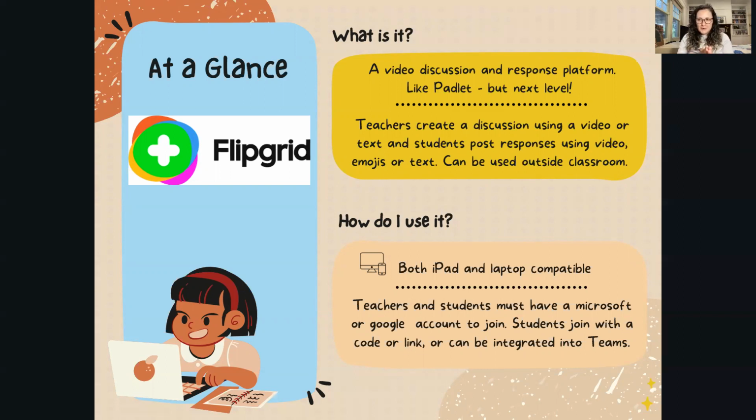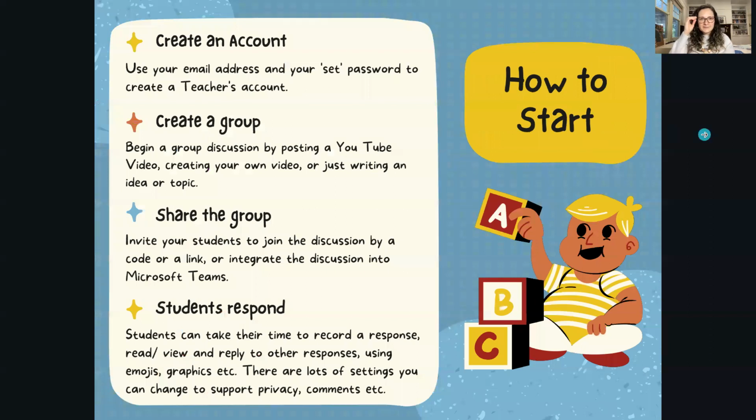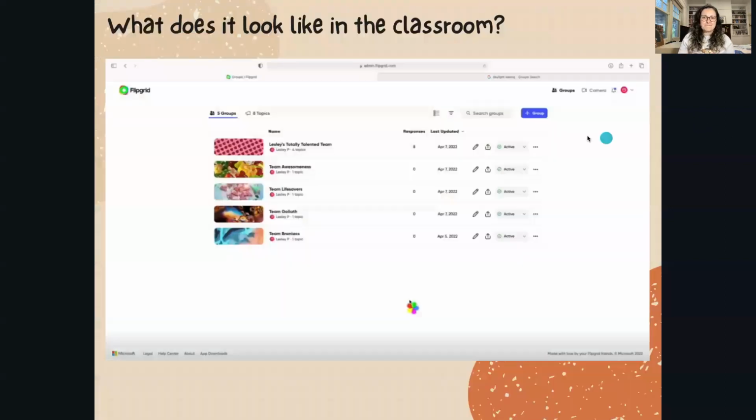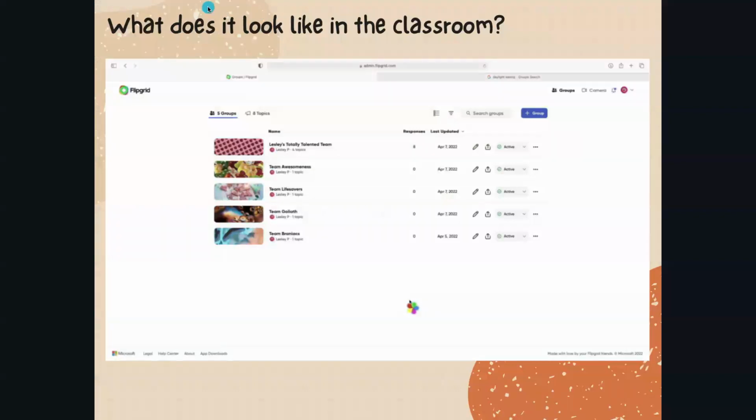Flipgrid itself has been around for a while, but it was only recently acquired by Microsoft and made a part of the education suite very recently. It is fairly intuitive to get started. It's accessible on any device that has a camera. You'll need to create a teacher's account, and then students can create their own accounts. Then you create a class group, and then the students will join your group with the code. What I really love is you can also integrate it with your class teams and have your students access all your discussion topics through Teams. All right, so let's take a look at Flipgrid.